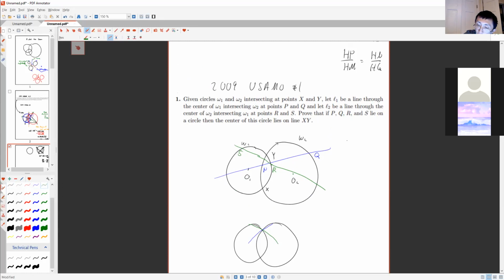So we're given that PQRS are concyclic this time. Given cyclic. So let's just draw the circle through them. Supposedly the problem tells us these are cyclic. So it looks like a bad circle, but oh well.